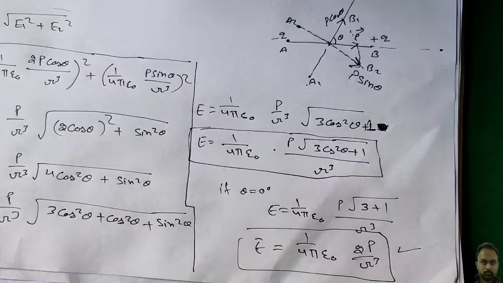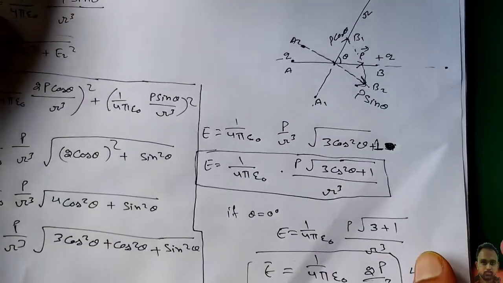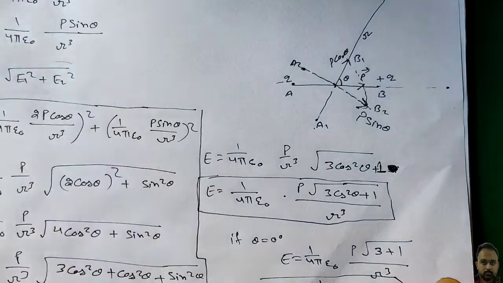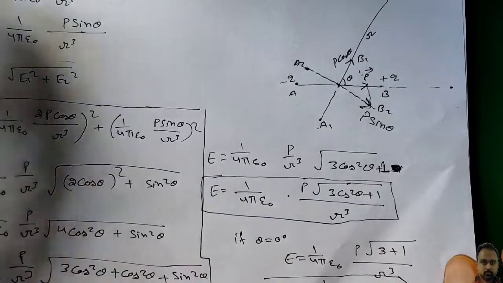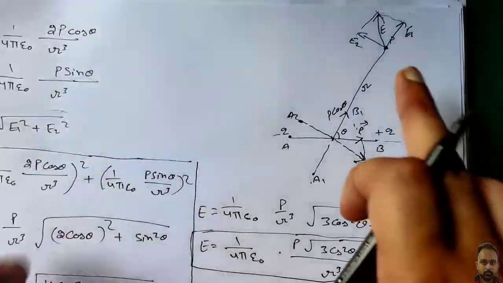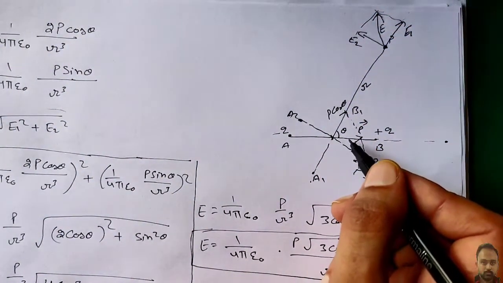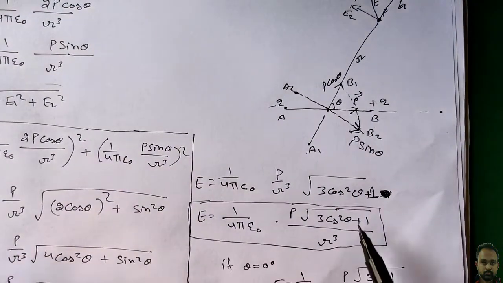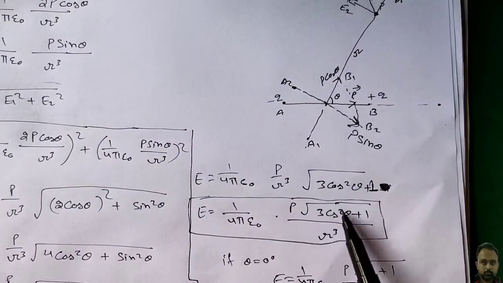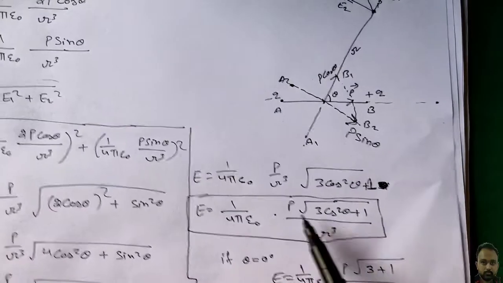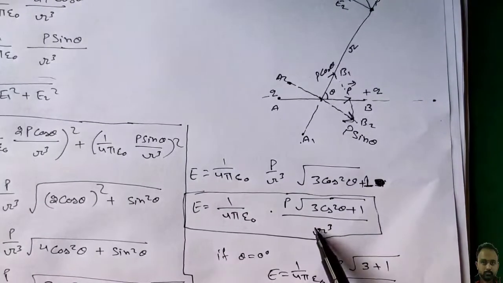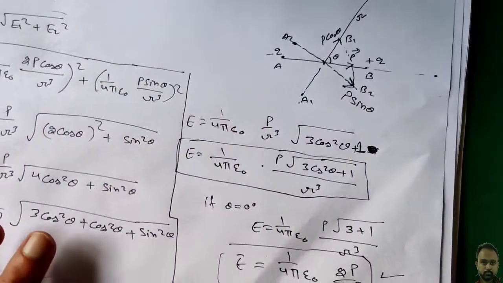In the same way, we can verify the result for the equatorial line. For example, if we consider that the point P lies on the equatorial line, in that case the theta will become 90 degree. Putting the theta here 90 degree, this whole term becomes 0, and 0 plus 1 is 1 and under root 1 is 1, so we will be left with only this p over r cube, and 1 over 4 pi epsilon naught p over r cube is the result of the equatorial line. Okay, so our result is correct.